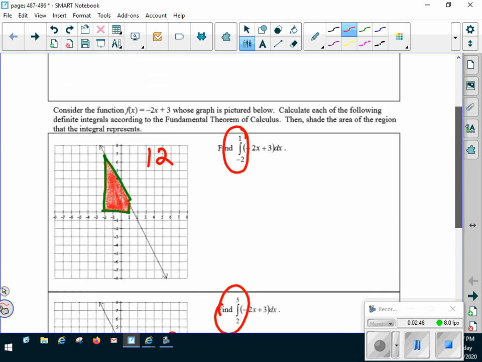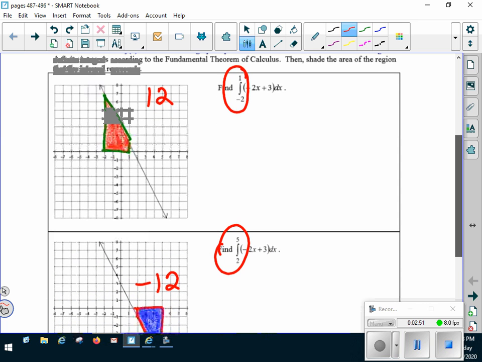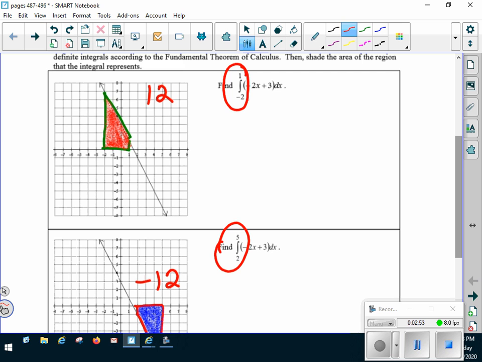So, now, I'm going to show you something. Watch and be amazed. I'm going to show you the fundamental theorem of calculus, and then we'll write it up. The fundamental theorem of calculus says that this is equal to negative x squared plus 3x, evaluated from negative 2 to 1.